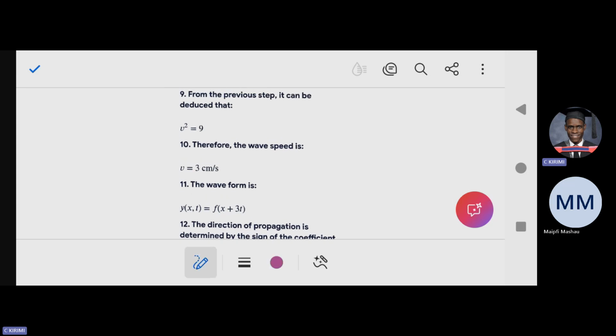Because v squared is equal to what? 9. So my speed, v, will be the square root of what? Of 9. What is the square root of 9? 3. So which means the wave speed is 3 centimeters per second. Why centimeters per second? They told us the displacement x is in centimeters, not in meters.